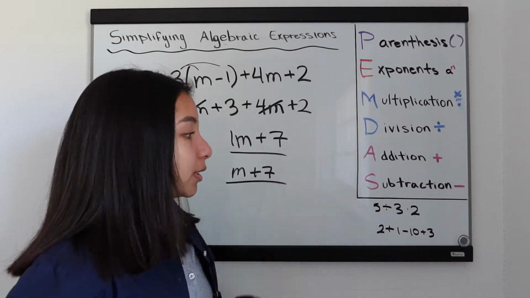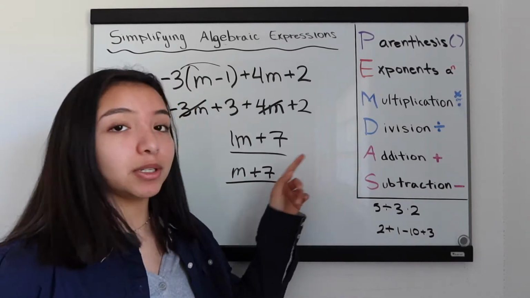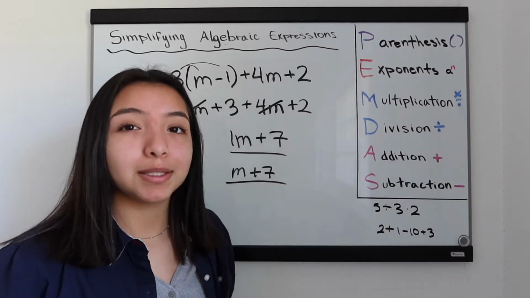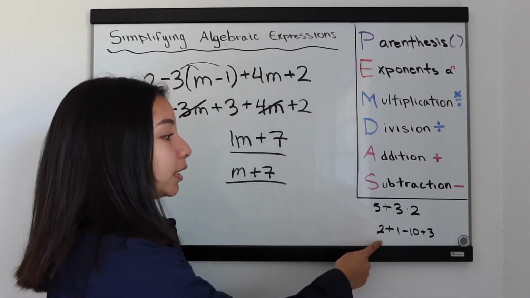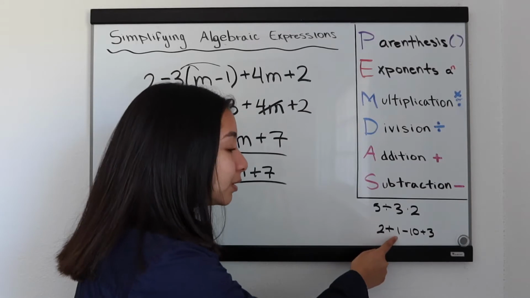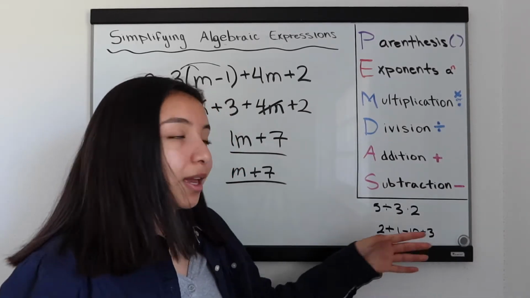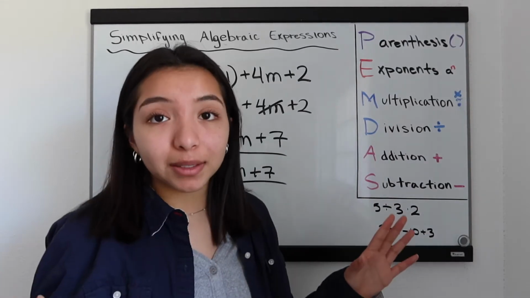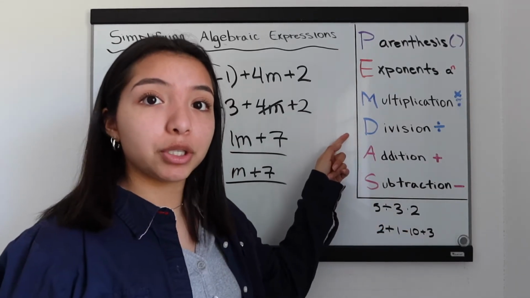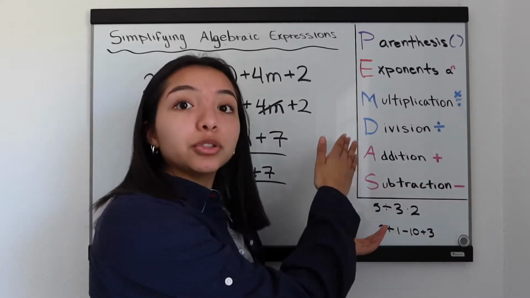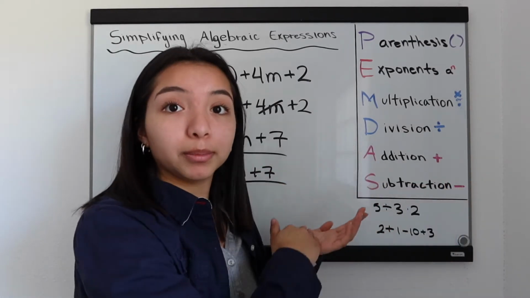Same goes for addition and subtraction. Just because addition is before subtraction in the acronym doesn't mean that it goes first. So right here you would do 2 plus 1, 3, and then you would subtract 10 and then add 3. So basically, in regards to multiplication and division, you go from left to right of the expression. In regards to addition and subtraction, you go from left to right.